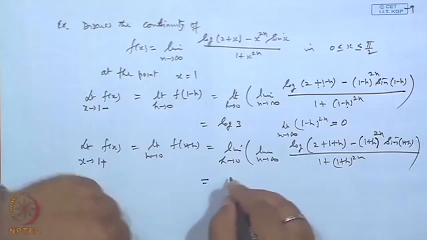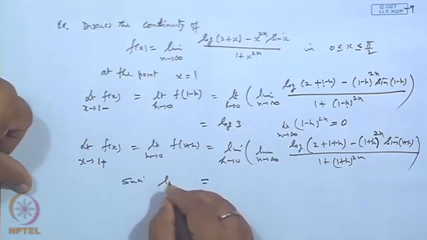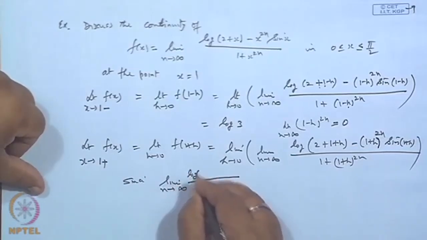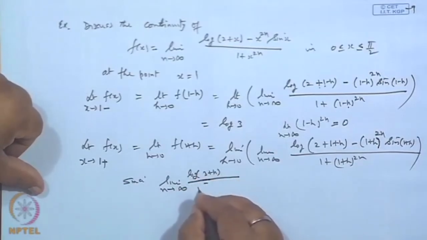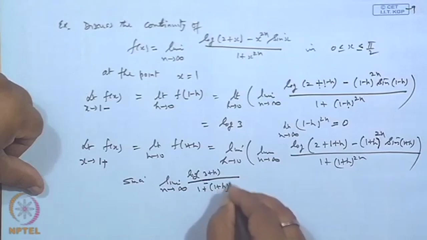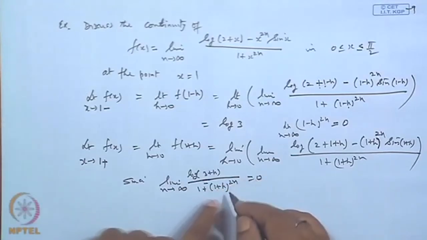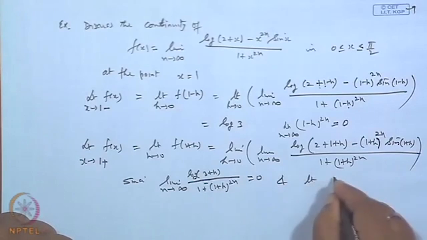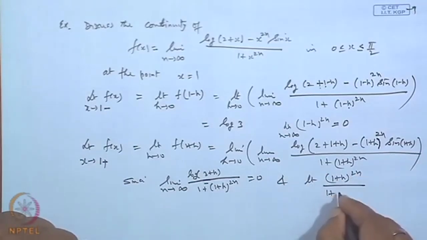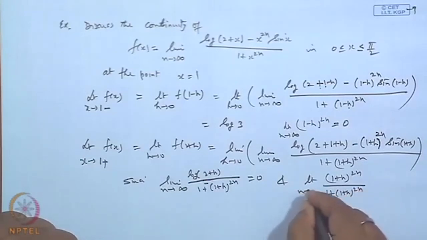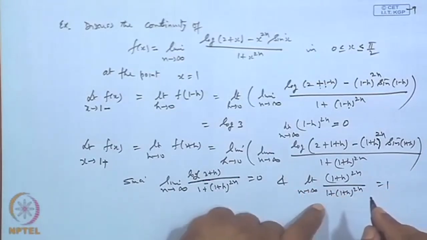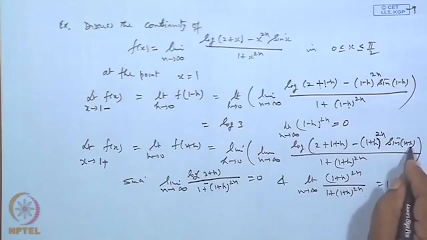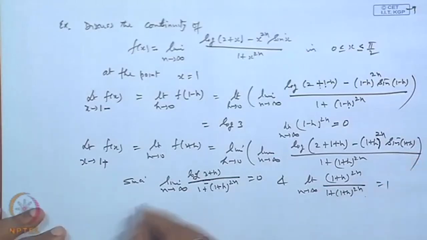Since the limit of log of (3 + h) divided by (1 + h)^(2n) as n tends to infinity will be 0, because this part is greater than 1, it will go to 0. So this part is 0. And what is the limit of this? (1 + h)^(2n) over (1 + h)^(2n) when n tends to infinity is 1, because if I divide by this (1 + h)^(2n), then basically this comes out to 1. So this limit is 1.